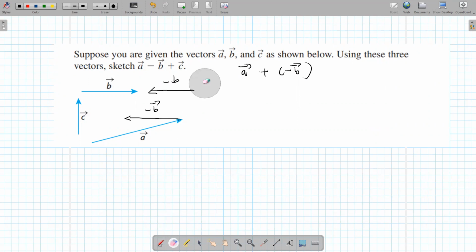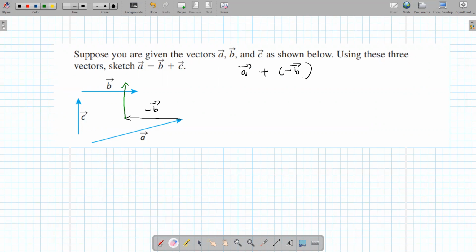And then we're going to add C to this because it says A minus B plus C. So again, same thing as we did before. I'm going to take this C vector and move it right here, tip to tail, and it goes up like that. See that? A plus negative B plus C.